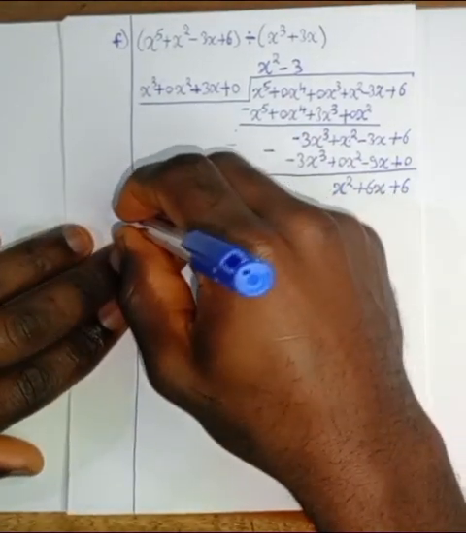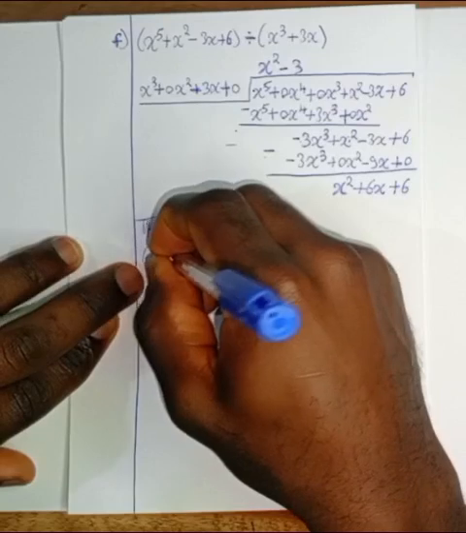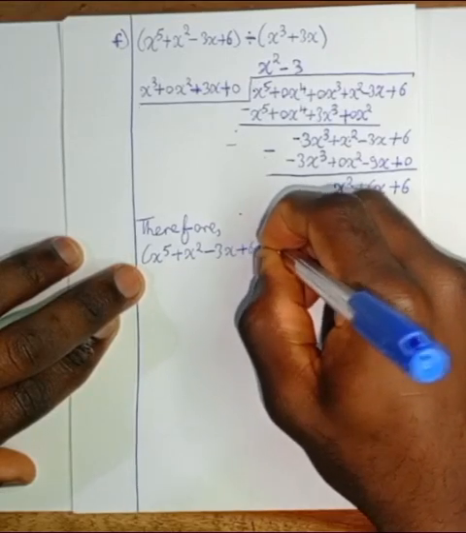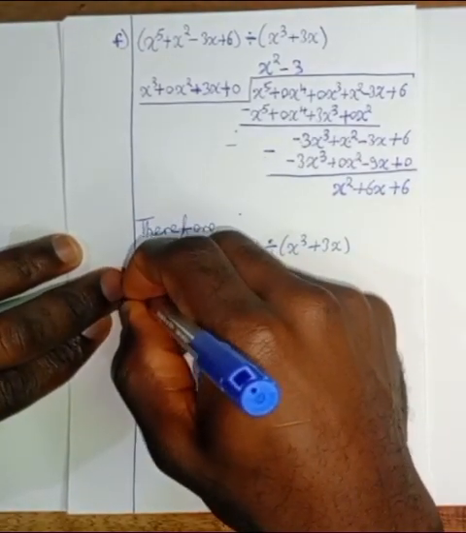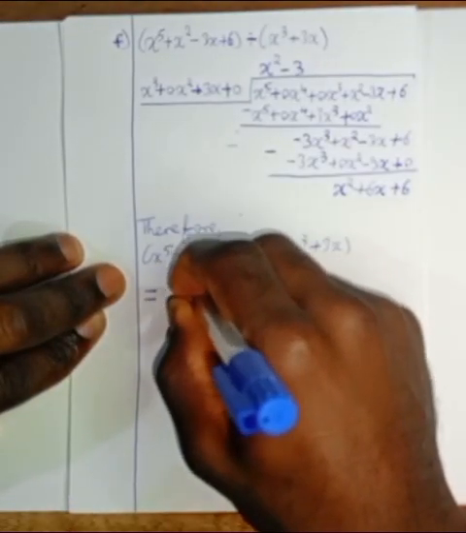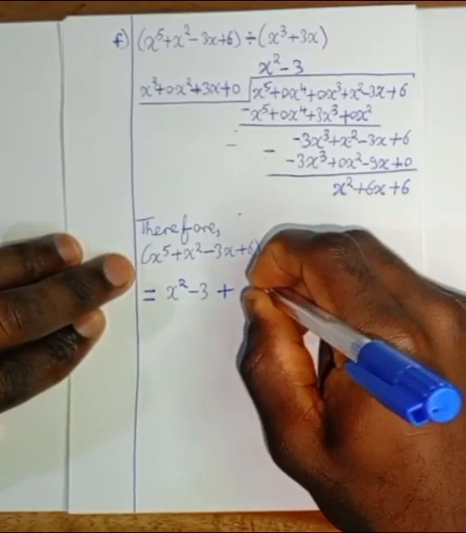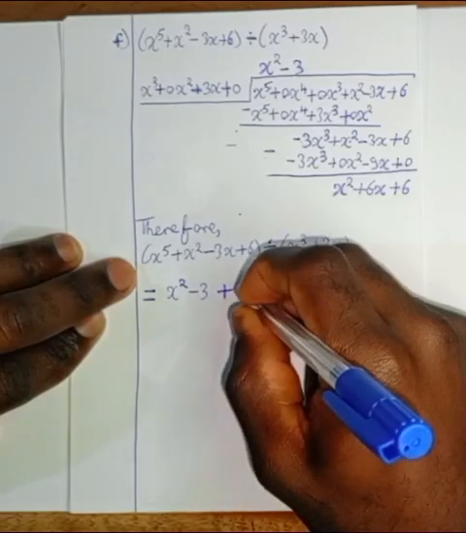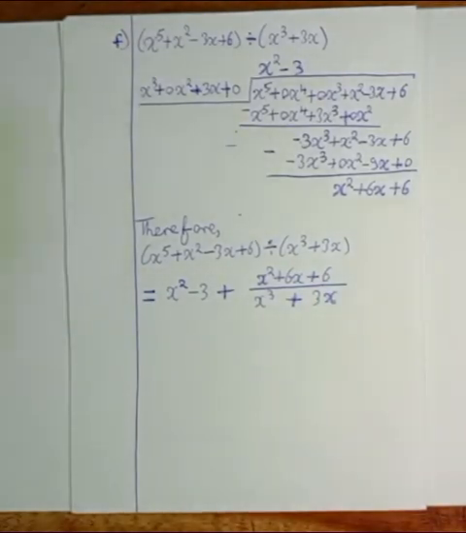We're going to conclude, therefore, that x to the power 5 plus x squared minus 3x plus 6 divided by x cubed plus 3x is equal to, we copy the quotient, which is x squared minus 3, plus we have the remainder, x squared plus 6x plus 6, which is to be divided by the divisor x cubed plus 3x. And this is the final answer.